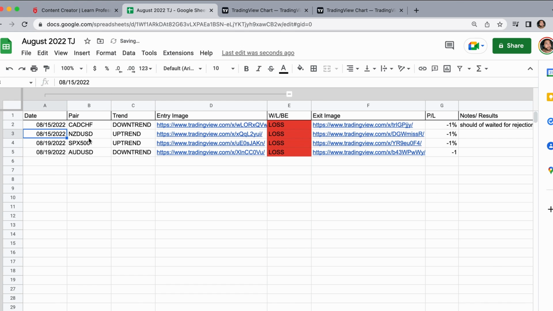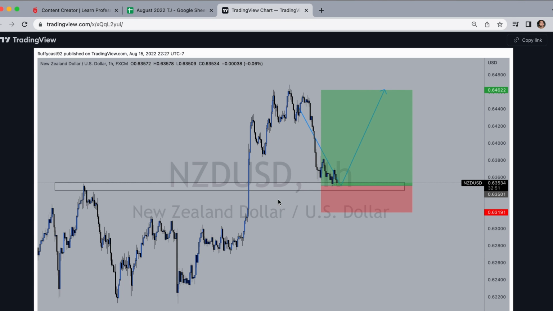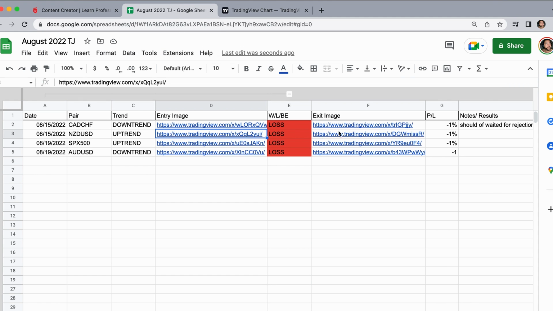Next trade was NZD USD. It was in an uptrend. So let's see the entry image. It's clear as day. Excuse me. NZD USD on the 1-hour. This is the 4-hour chart or 4-hour zone. It broke through cleanly and it showed rejection. It showed every single sign that it was perfect, right? So I entered the trade, 1 to 2, stop loss right below.